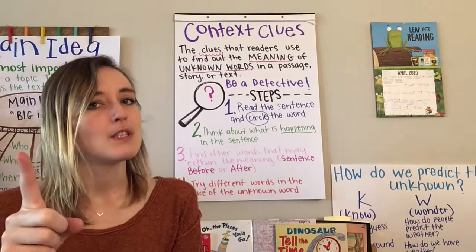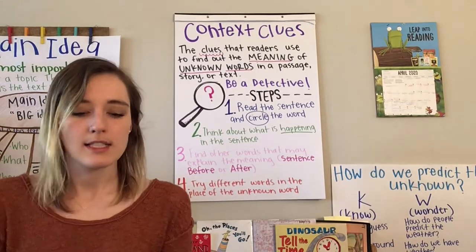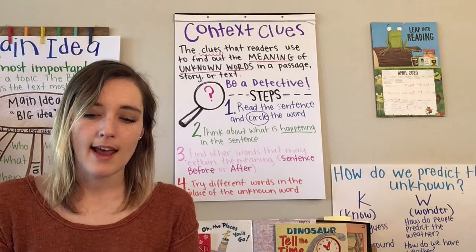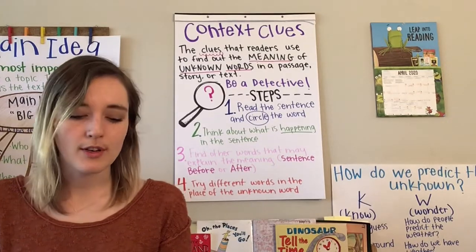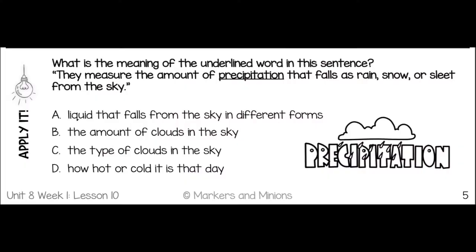All right, I really hope you did the elevation, context clues, and definition. Now, go ahead and answer the question on the bottom. It says, what is the meaning of the underlined word in this sentence? They measure amount of precipitation that falls as rain, snow, or sleet from the sky.